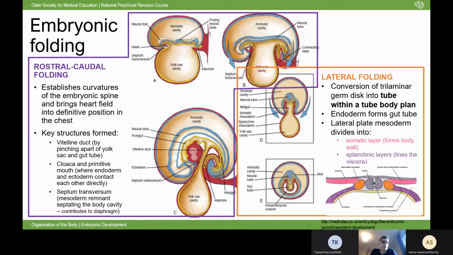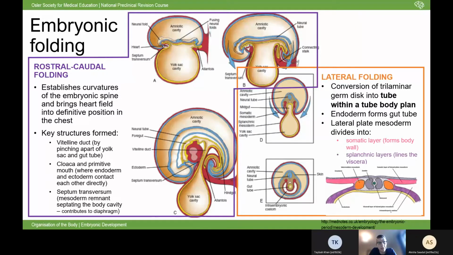Well, because it brings the heart from its cranial position. Remember, and we'll come on to this, the heart develops at the very top of the embryo near the head, and it's this folding process that dips the heart in and into the chest. We get some other important structures being formed around this time. I'd draw your attention to the septum transversum, which is this little band of mesodermal tissue that is pinched inwards with the heart, which is important and contributes to the diaphragm eventually. We'll come back to that.